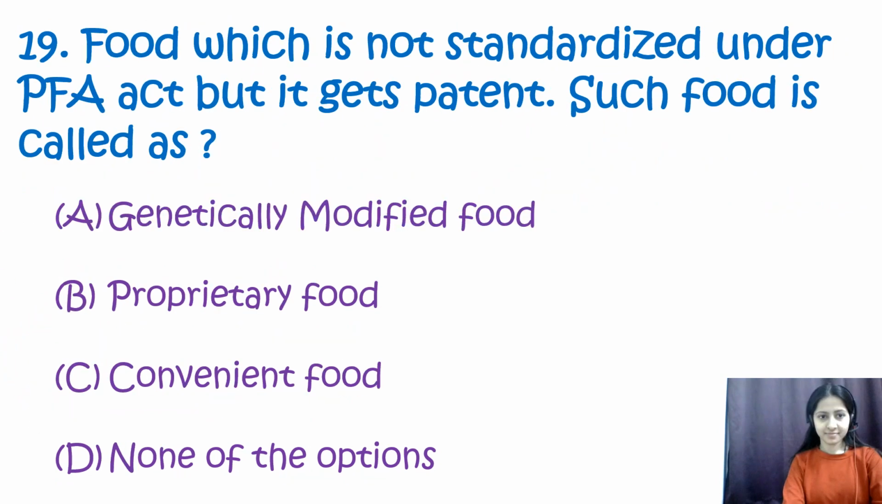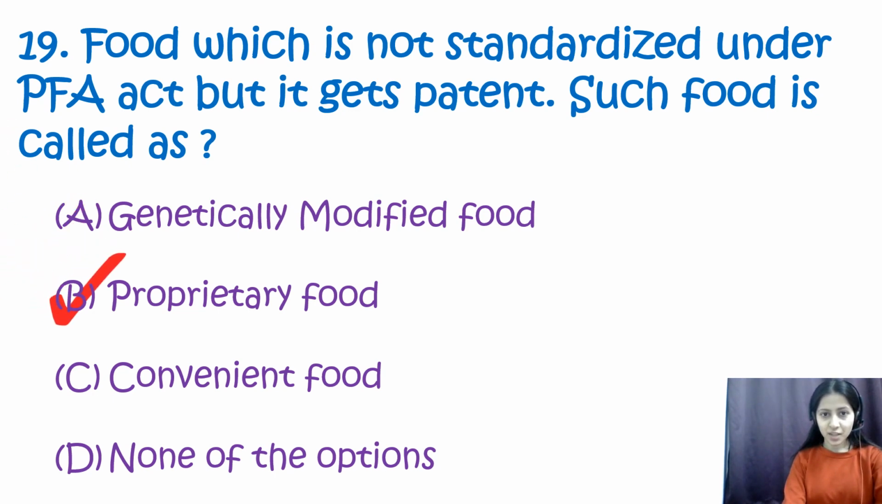Number 19. Foods which are not standardized under the PFA Act but get a patent, such food is called as. Option A, genetically modified food. Option B, proprietary food. Option C, convenient food. And option D, none of the above. So the correct answer is option number B, that is proprietary food.